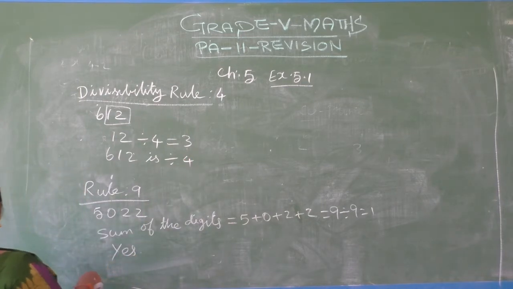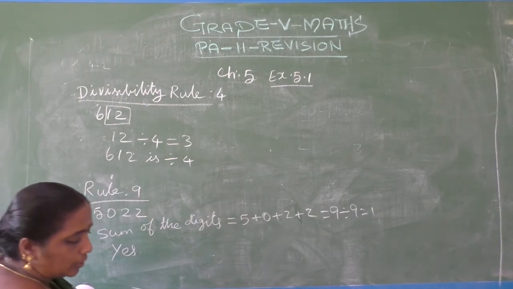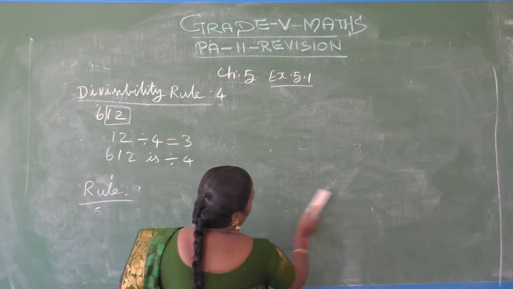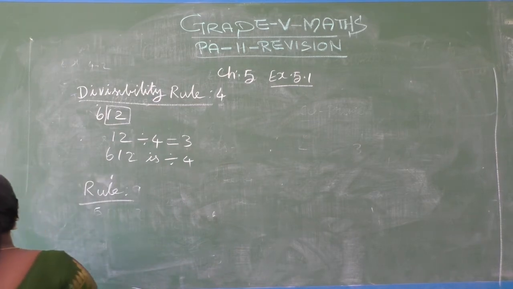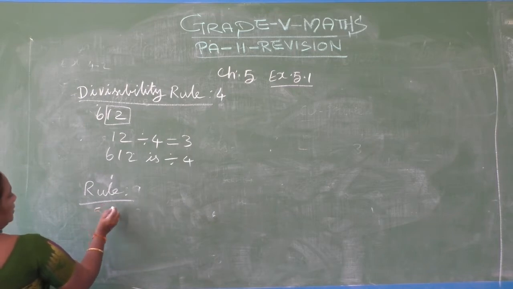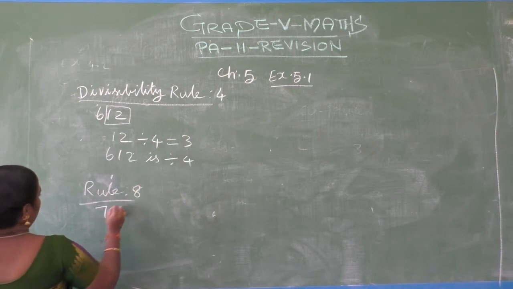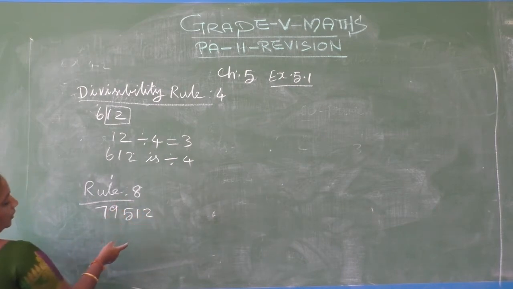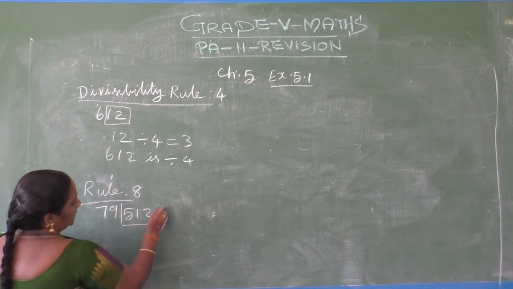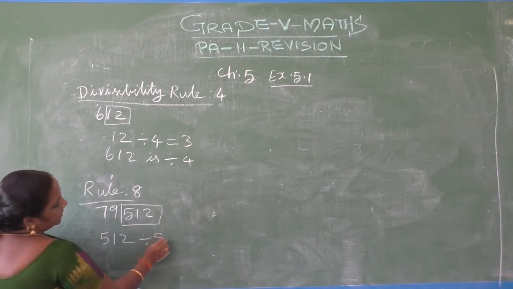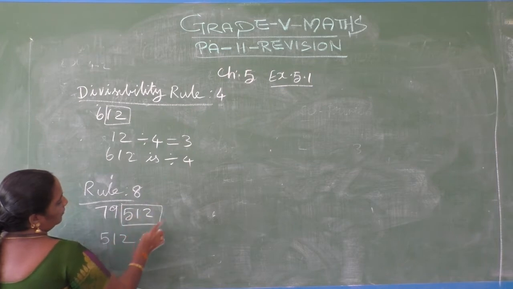Okay. Then the divisibility rule by 8. What is the rule? See, 79,512. The rule for 8 means you have to take the ones place, tens place and hundreds place numbers together and divide that number by 8. If this number is divisible by 8, this whole number will be divisible by 8.